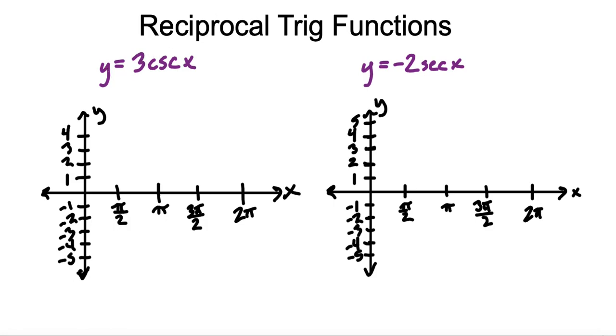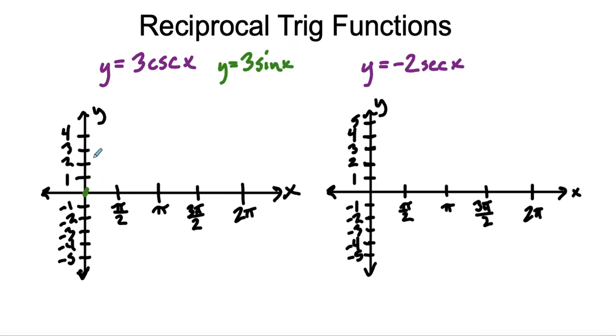All right, so we're going to practice graphing some reciprocal trig functions. What I actually recommend is if you're going to graph the reciprocal, then graph your reciprocal, right? So you're going to graph 3 sine x, and then that's going to help me actually graph 3 cosecant of x, right? So let's start with 3 sine of x.